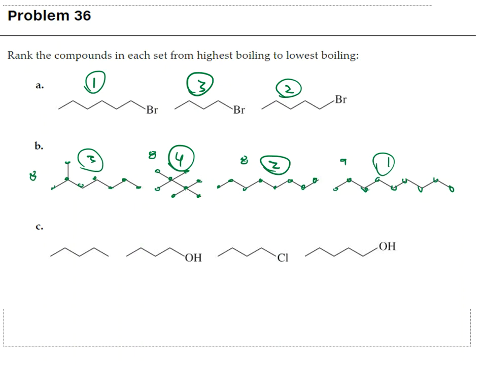So the first one doesn't have anything. It's an alkane. The second one's an alcohol. The third one's an alkyl halide. And then the fourth one is another alcohol. All right, so I know that my alcohols are going to be the highest.